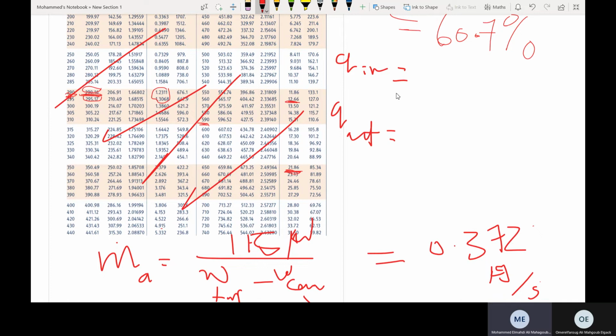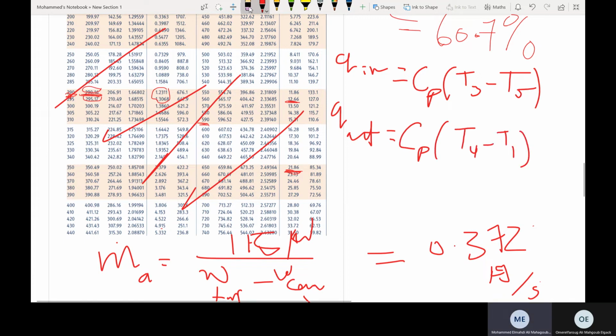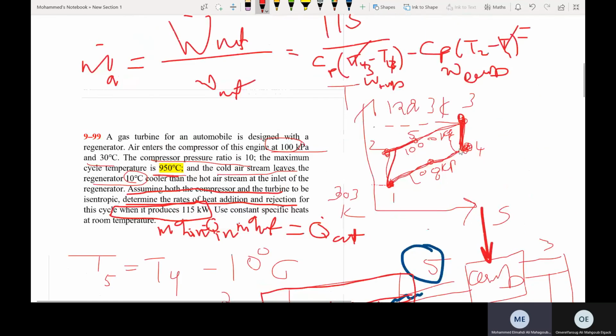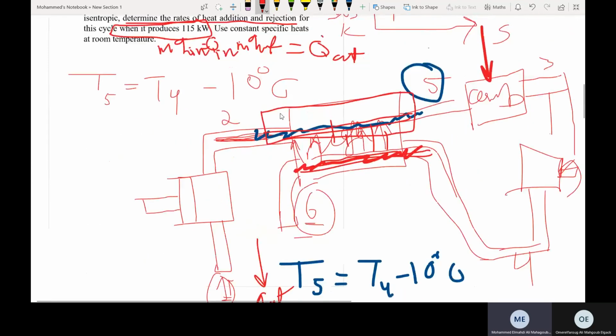So what's Q in? Remember that we saved some of the Q in. So it is not anymore Cp T3 minus T2. No, we moved point 2 a little bit forward to be T5. And also for the Q out, same thing happened. Instead of it being T4 minus T1, point 4 moved a little bit downward to be point 6. Okay, here from this sketch, point 2 moved a little bit forward, point 4 moved a little bit downward using this regenerator.